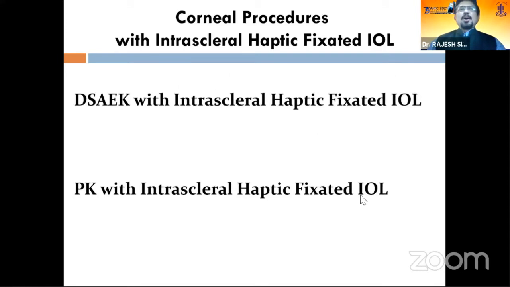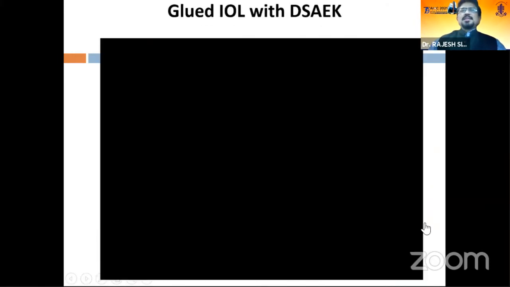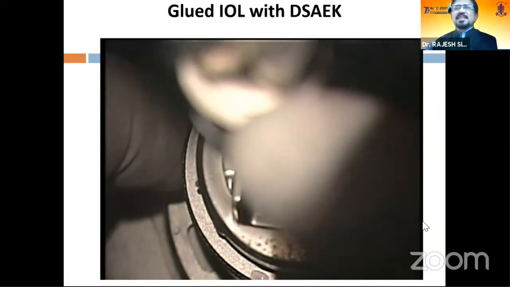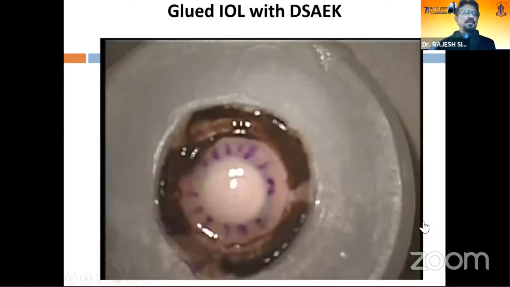so coming to the options in cases wherein you have a corneal scar or a corneal decompensation, we can do either an ultra-thin DSEK or a DMEK procedure with intrascleral haptic fixation of IOL, or you can do a PK full thickness graft with intrascleral haptic fixation of IOL. So this is just an example of a case wherein ultra-thin DSEK and glued IOL is being done.